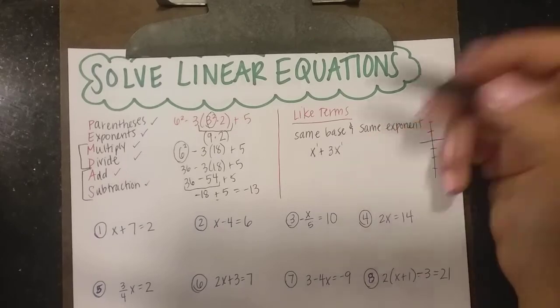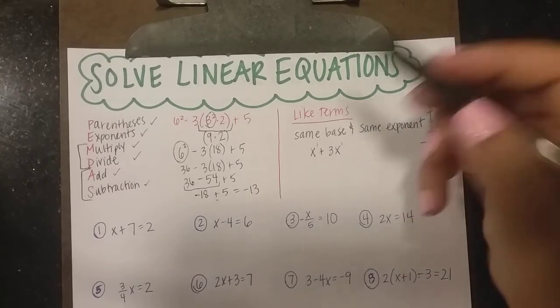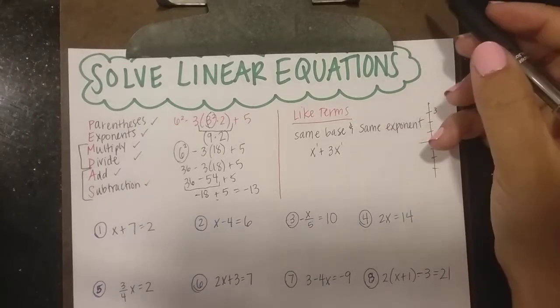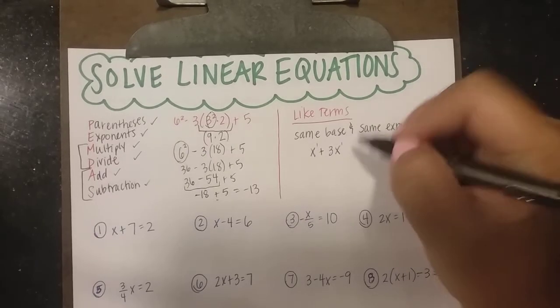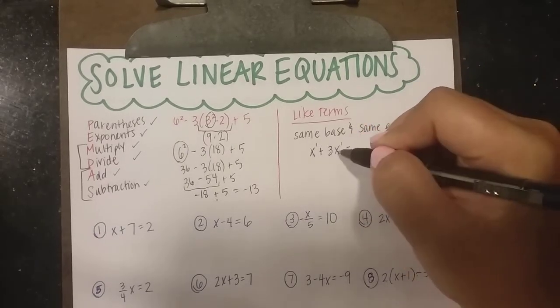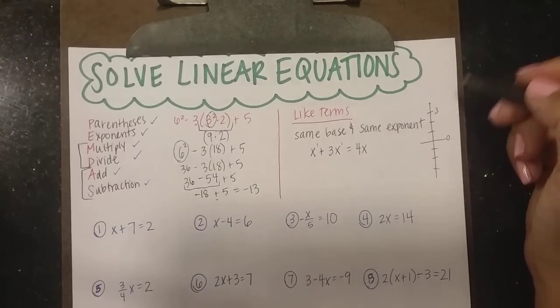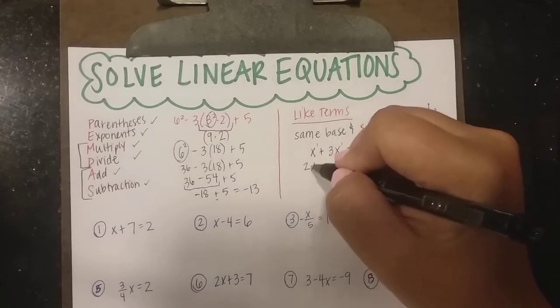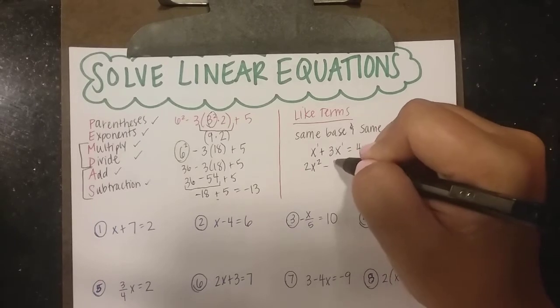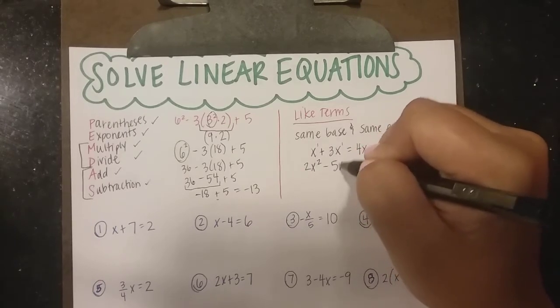The numbers out in front don't really matter, right? And like terms, all I'm looking at is my variable. So these have the same variable, so that means I have 1x plus 3 x's, so I have 4 x's altogether. All right, same thing if I had 2x squared minus 5x squared.